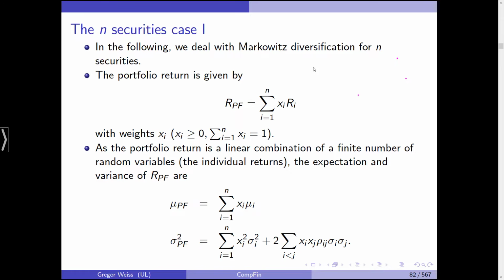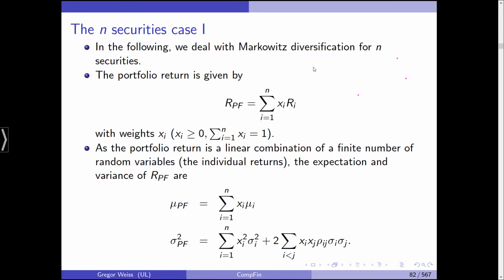So these weights are all non-negative, and they should add up to 1, which means that, for example, we don't allow short selling. If weights were negative, it would mean that we would short sell the respective stock, and we don't have borrowing or lending, so we have a fixed budget that we can spend on our N securities.